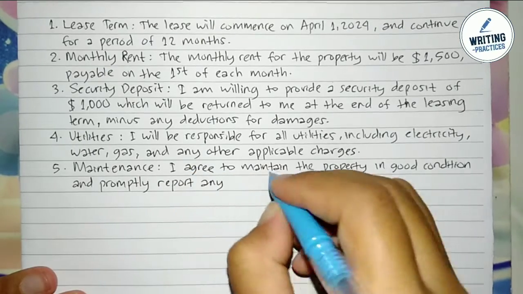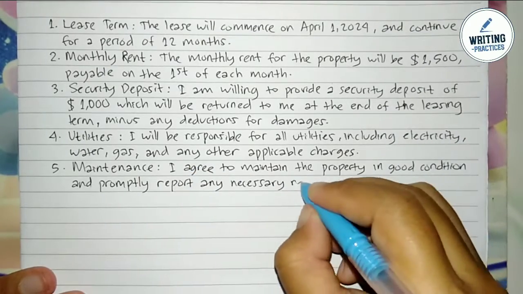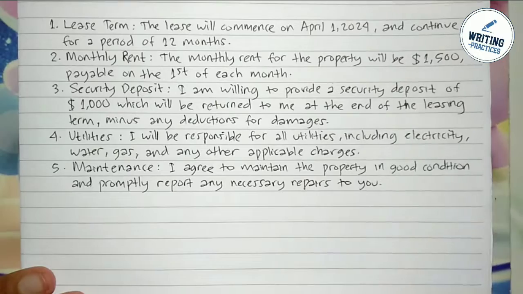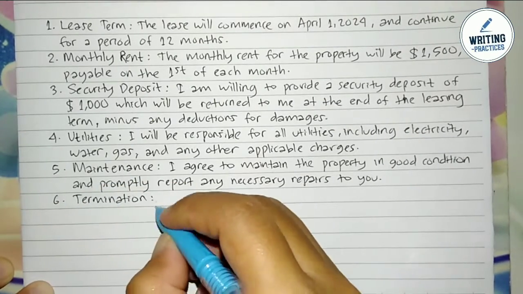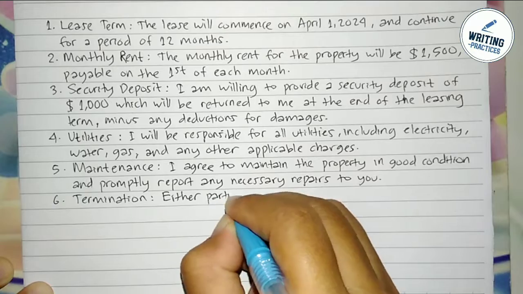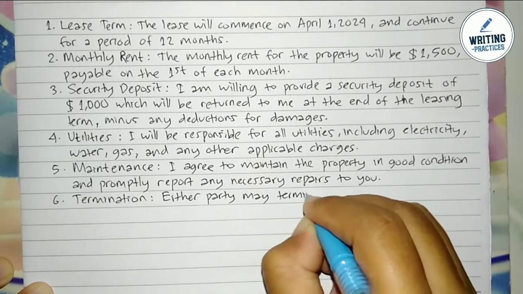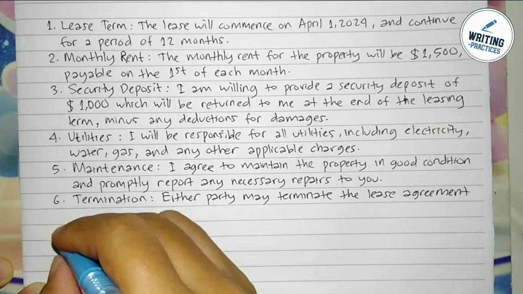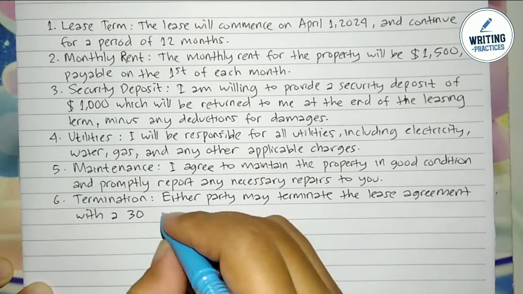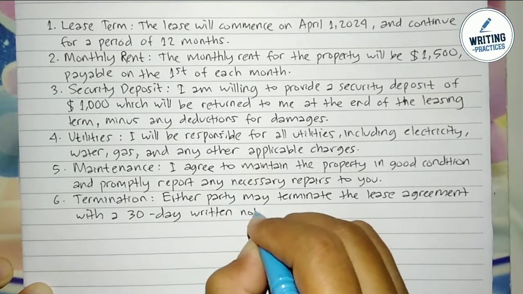For the points 6 and 7, they will be about termination clause and pet policy. Let's go to the 6th point first. In this section, you need to state the conditions for lease termination. And here is the sample how you write it. 6. Termination. Either party may terminate the lease agreement with a 30-day written notice.